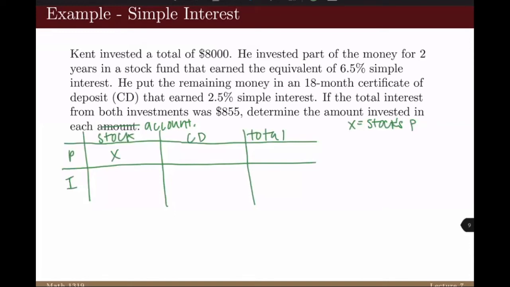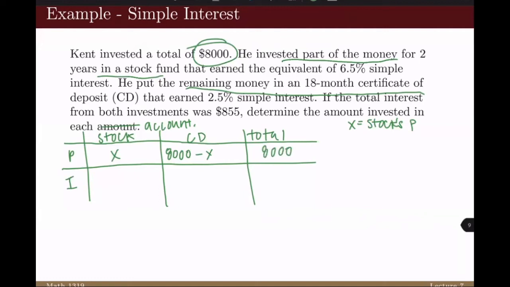So we're going to let X equal the stock's principal amount, right? Now, if we read, it says he invested part of the money in a stock and the remaining money in an 18-month CD. So that means whatever he put in the stock, we'll subtract that to figure out what he put in the certificate of deposit. So that's 8,000 minus X, because out of 8,000, he put X in the stock and the rest in the CD. Okay, and then the total is he totally invested $8,000.